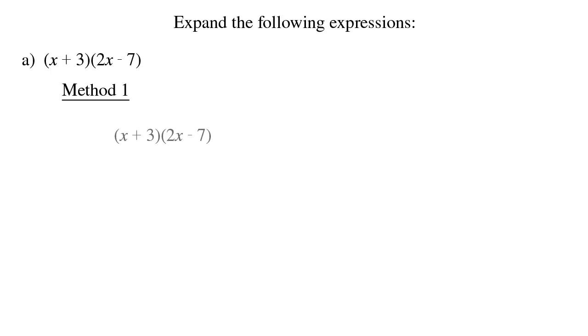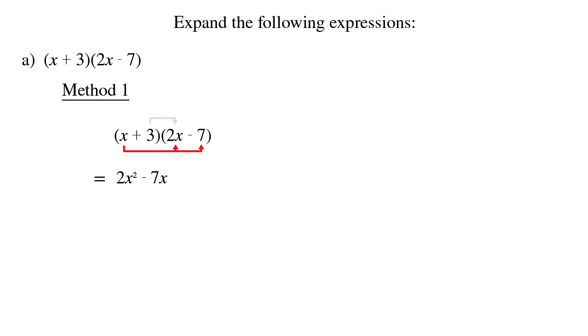We take our equation and we multiply the x by the 2x to give us 2x squared. That is, we multiply the first terms of each bracket. First gives us the F in FOIL. We then multiply x by minus 7 to give us minus 7x. We've multiplied the outsides here, so that's the O in FOIL.